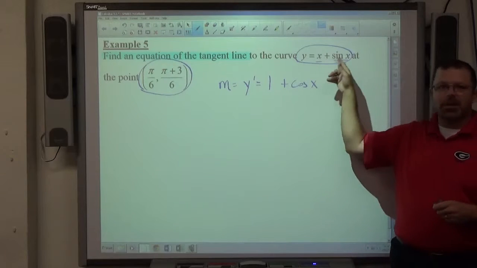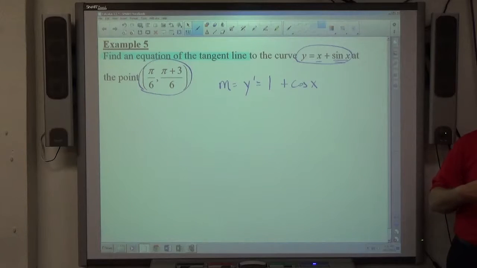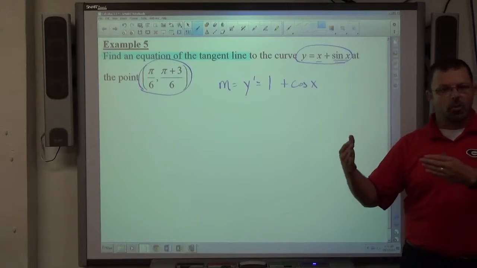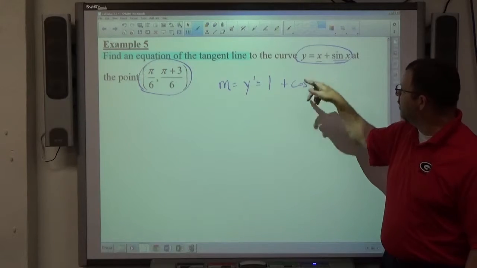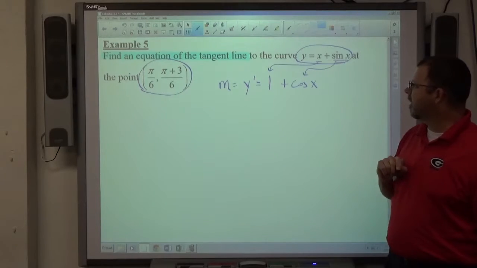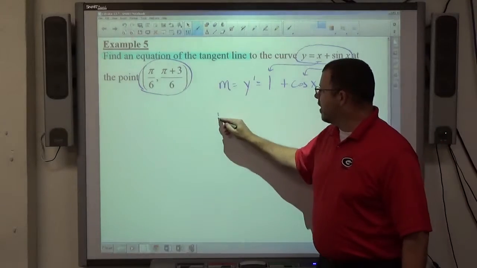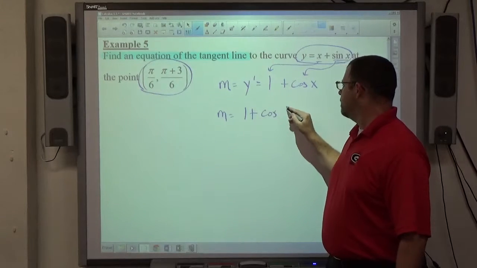If it was x times sine of x, now I have to use the product rule, 1d2 plus 2d1. Again, really focus on structure in each problem to establish what type of differentiation is necessary. So, this one's easy differentiation. Derivative of x is 1, derivative of sine of x is cosine of x. The slope, then, is going to simply be 1 plus cosine of what?